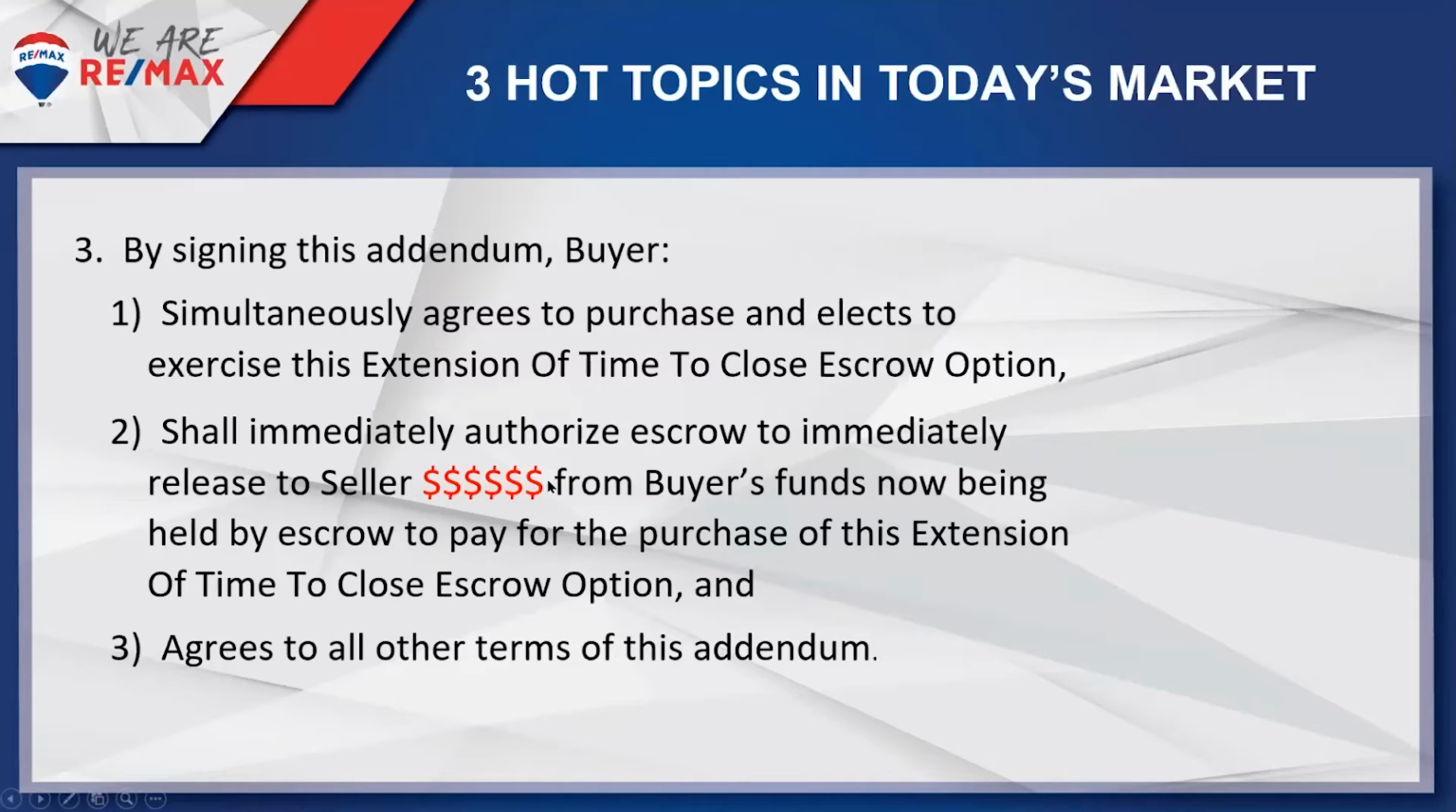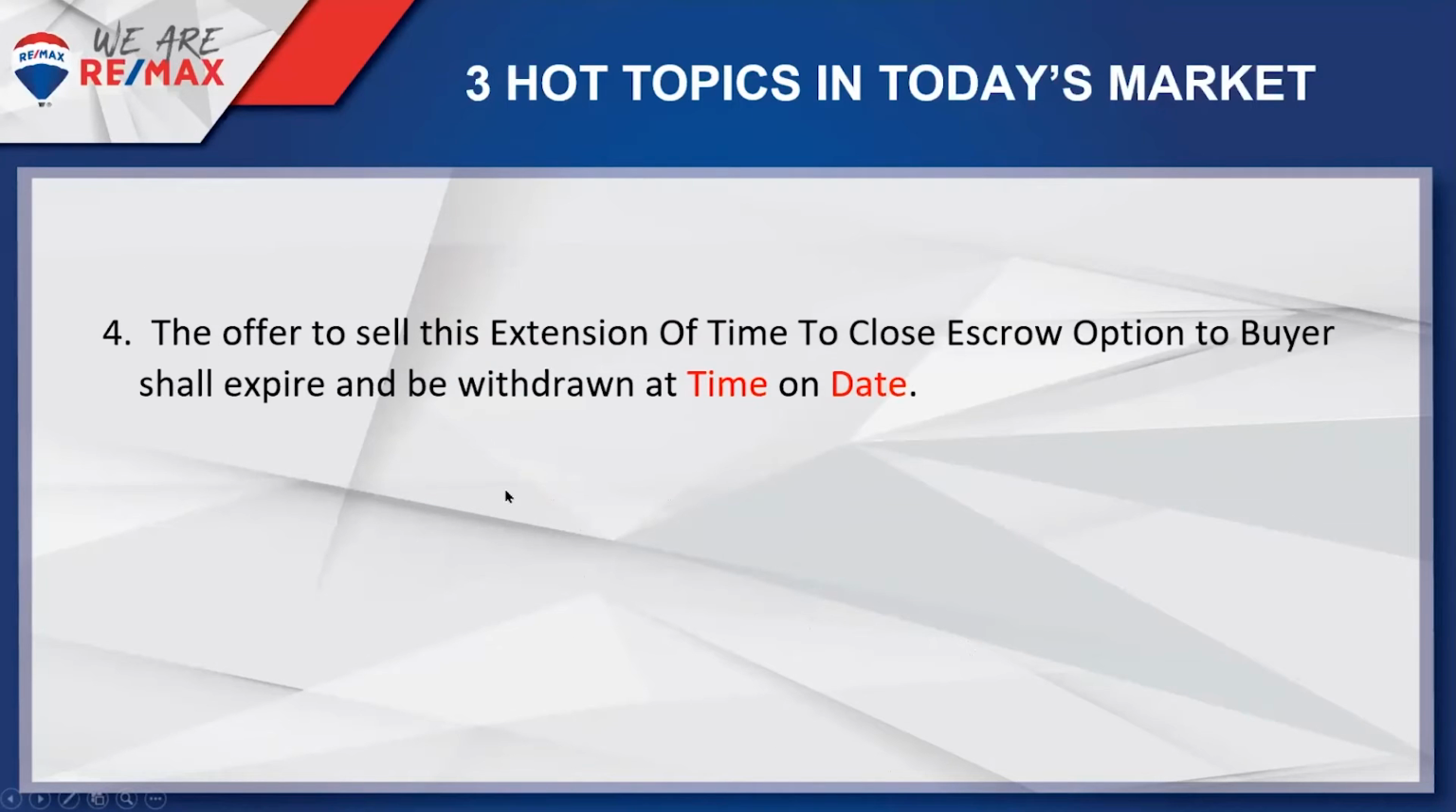So you immediately release to the seller the money from the buyer's funds now being held in escrow to pay for the option. And of course, the buyer agrees to all other terms in this addendum. This offer to sell extension of time to close escrow shall expire. This is usually a fairly short fuse. You want the buyer to either put some skin in the game if they're going to extend, or let's cancel, let's move on. So I've often seen this: by the end of the day, if we're doing it in the morning, certainly by middle of the afternoon the next day, maybe 24 hours out. So this is a fairly short time.